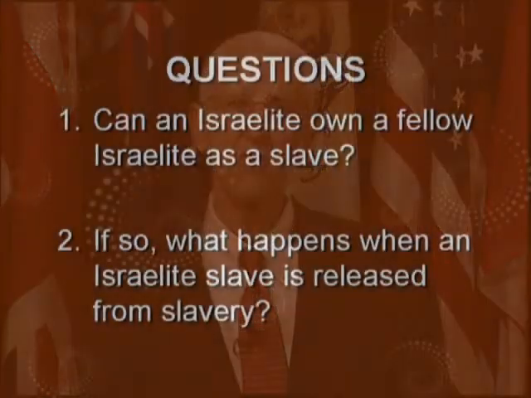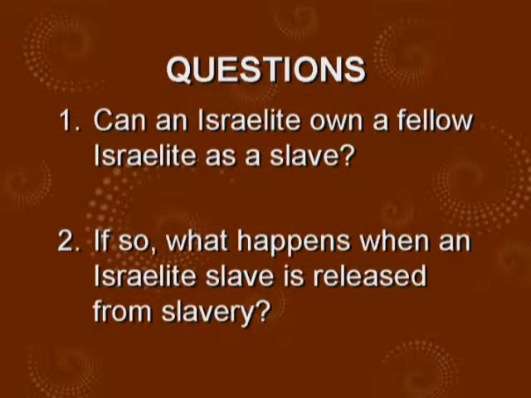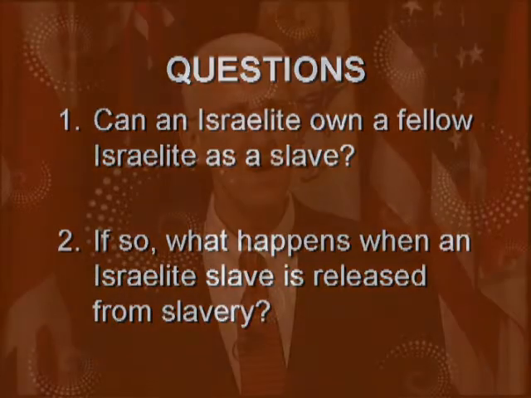We are going to explore the nature, interpretation, and application of Scripture by looking at three sets of slave regulations in the Hebrew Bible or Old Testament. Specifically, we will compare how Exodus 21, Deuteronomy 15, and Leviticus 25 answer two specific questions. First, can an Israelite own a fellow Israelite as a slave? Second, if so, what happens when an Israelite slave is released from slavery?